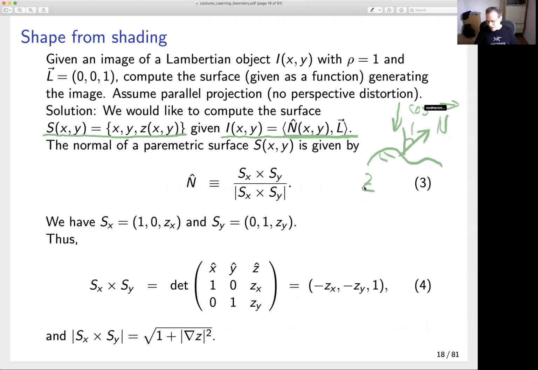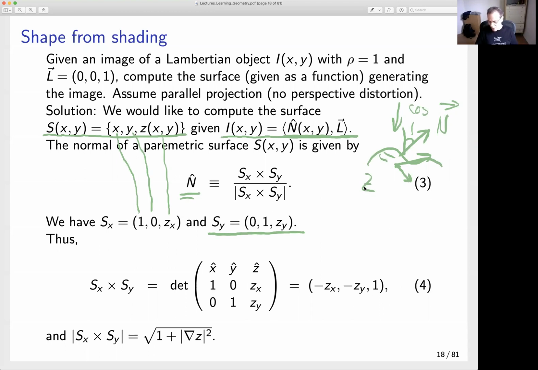Let me prove that. So what is the normal of a surface? The normal of a surface is obtained by taking two tangent vectors on the surface. For example, the derivative of s with respect to x: the derivative of x with respect to x is 1, y with respect to x is 0, and z with respect to x is zx. And similarly, the derivative of the surface with respect to the parameterization y would be 0, 1, zy. You probably remember that from calculus, but if not, I'm now reminding you.